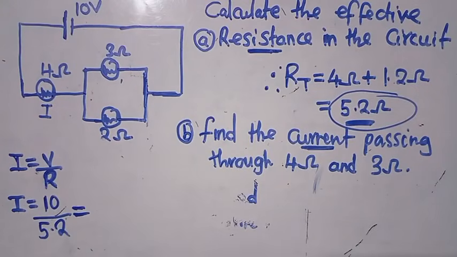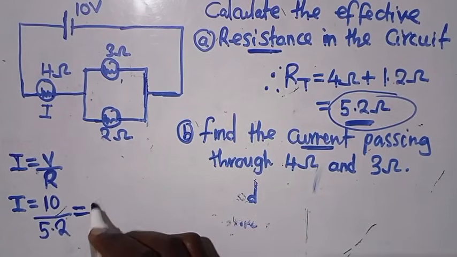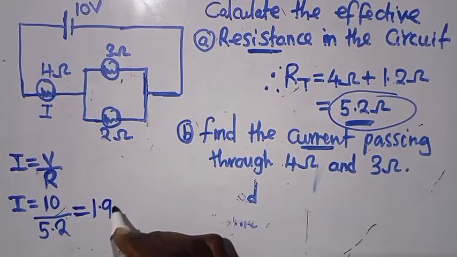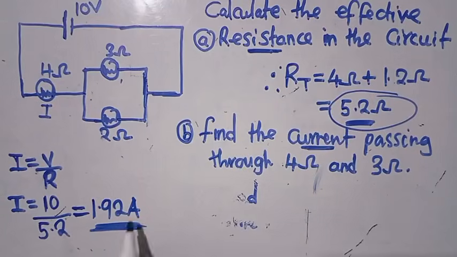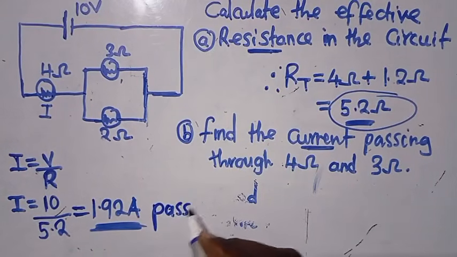What answer are we getting when we just divide this part that is here? Let me see your answers. I can see 1.92 amps. So this is the current. This is the current passing through.